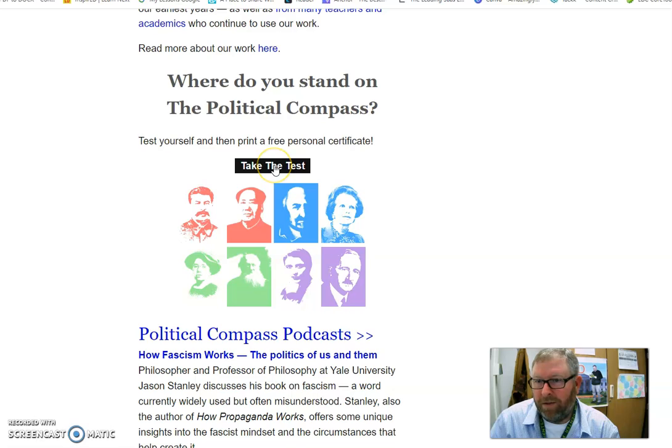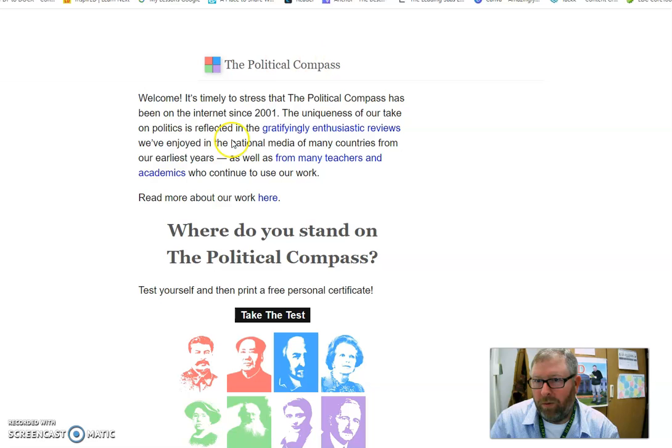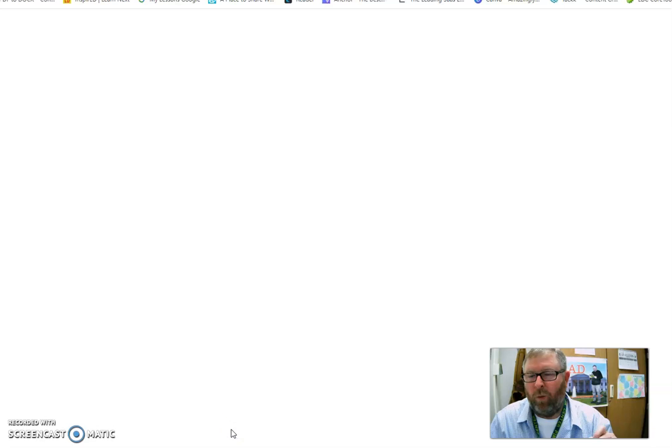So this is the test that you have to take. When you take it, it's basically going to end up showing you this final compass. And so step 3 is to take a screenshot of where you are on the compass. Now, you can retake this test again. So if you go through and answer the questions and you feel like it was too difficult, that's fine. We'll go back to it. Then the last step is to open up the second link and try to see where you are on the political chart, to where some of the parties are with the Spanish Civil War.